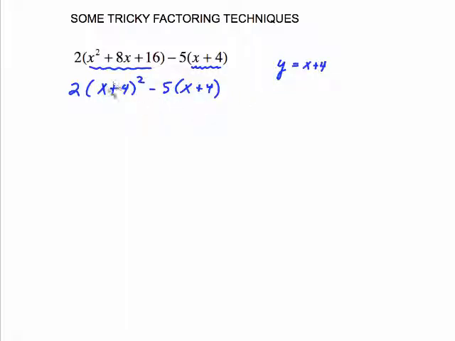So if y equals x plus 4, this just becomes 2y squared minus 5 times y. Now that is really easy to factor. All we have to do is take out the GCF, which is y, and we're left with y times 2y minus 5. Now be careful, you're not finished with that because this polynomial is in terms of y. We need to get it back in terms of x. So we've got to go back and kind of unsubstitute the y value as x plus 4.